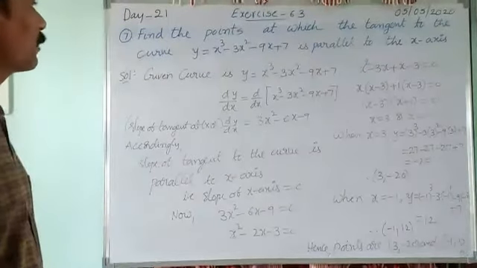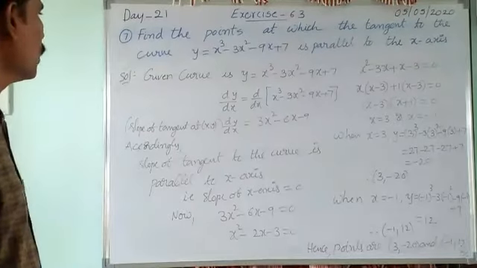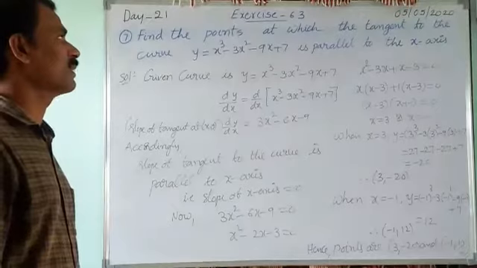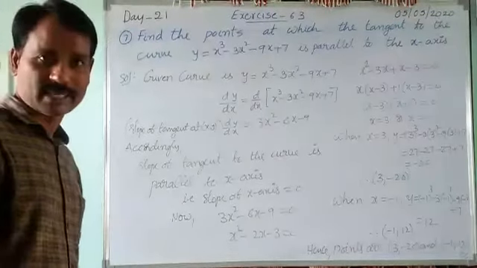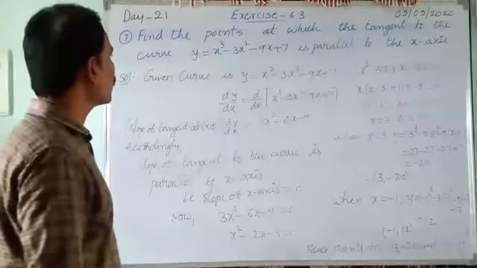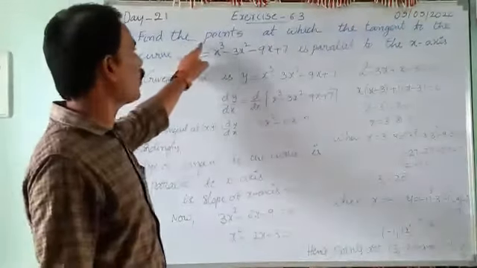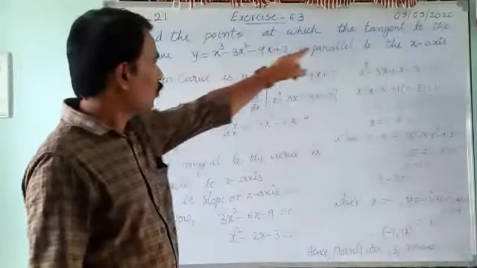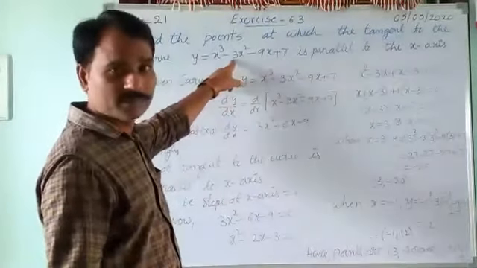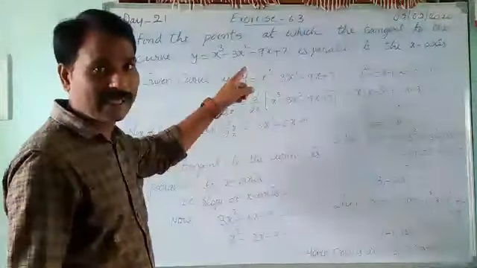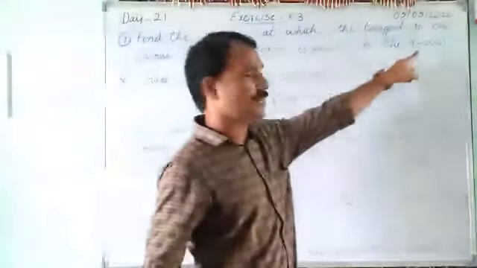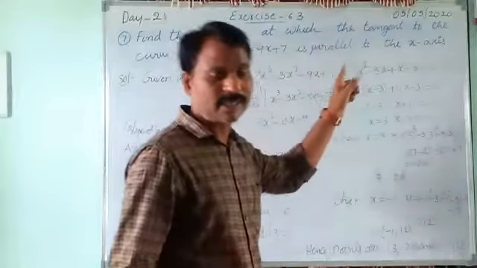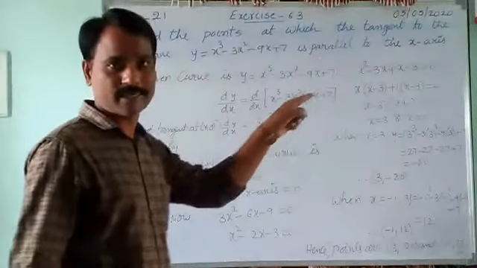Find the points at which the tangent to the curve y is equal to x cube minus 3x square minus 9x plus 7 is parallel to the x-axis. Guys, the meaning of the question is, you just find the points on the curve. A tangent meets this curve, and that tangent is parallel to the x-axis.